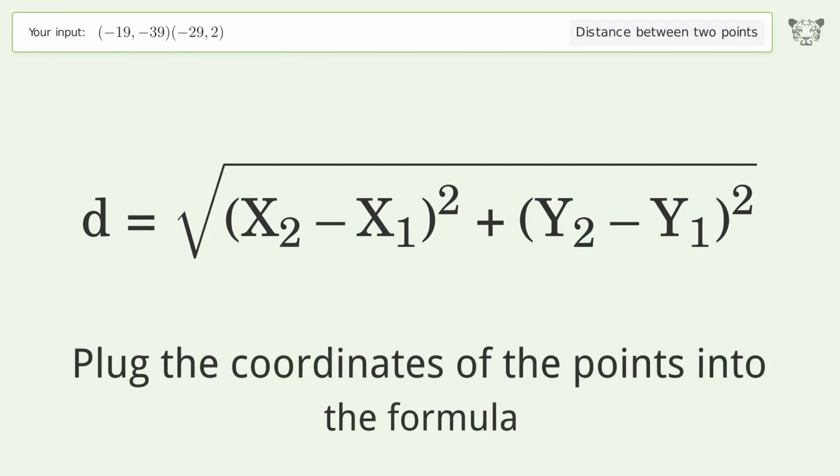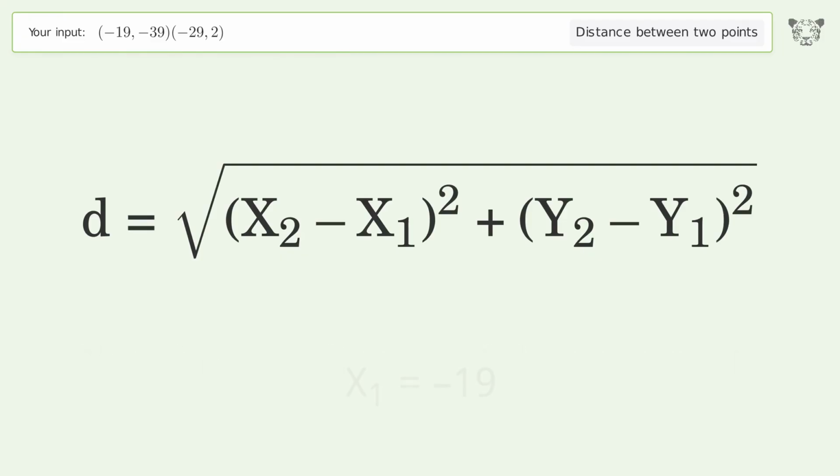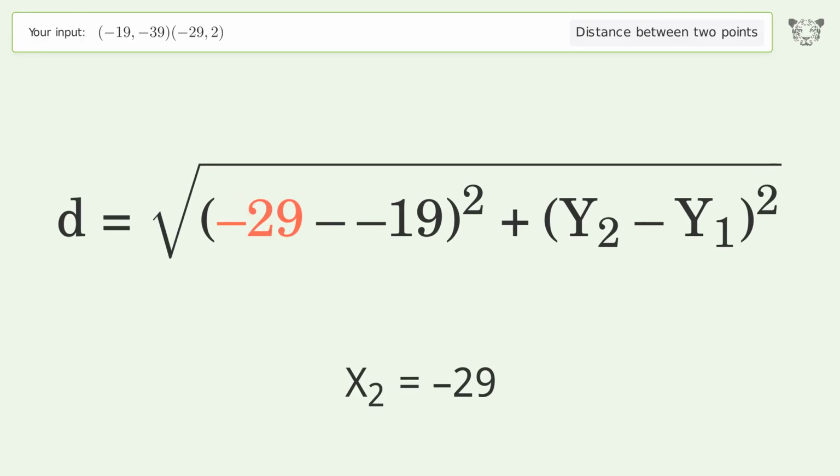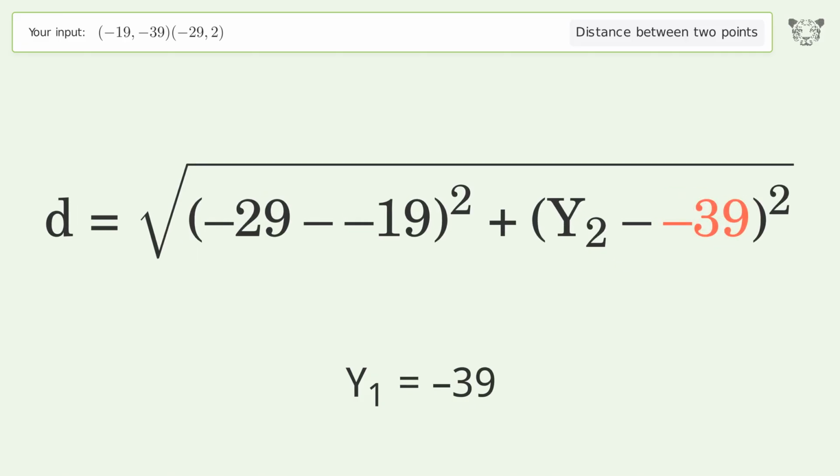Plug the coordinates of the points into the formula. x1 equals -19. x2 equals -29. y1 equals -39. y2 equals 2.